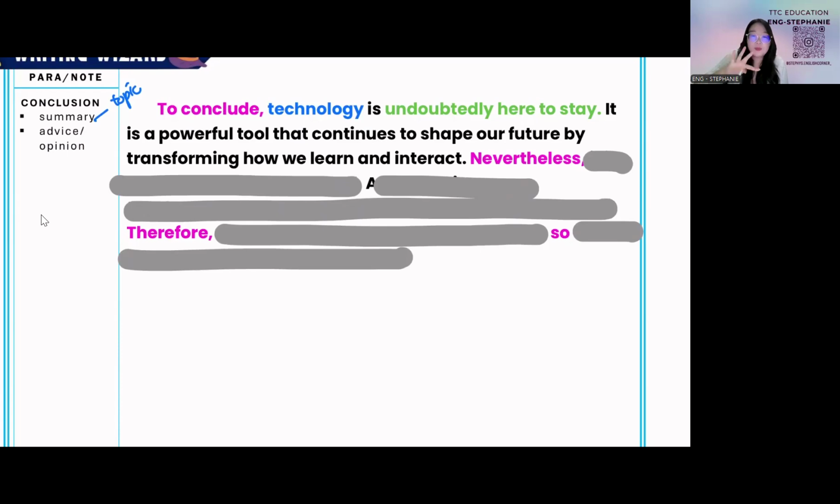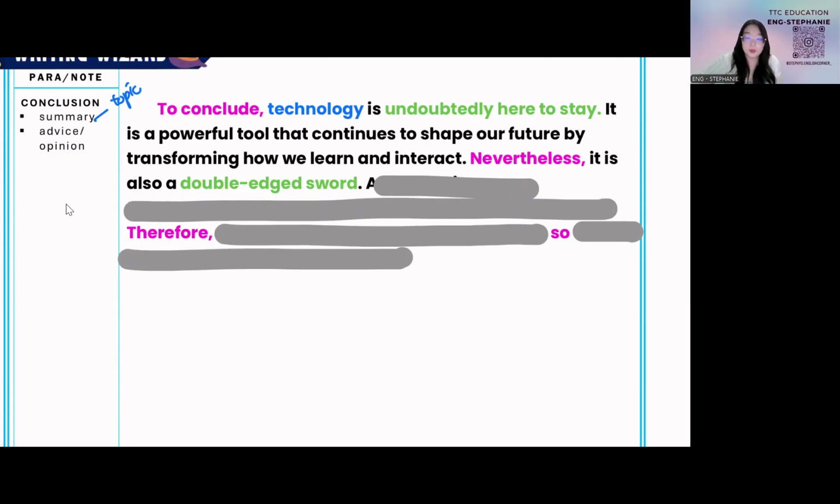Nevertheless, because there's advantages and disadvantages, here you have to flip it again. Nevertheless, it is also a double-edged sword. Double-edged sword is a very useful phrase to use whenever the essay asks you to write about advantages and disadvantages, pros and cons. So the sword can cut you, can also cut people. Good for you, good for people. Harmful, also harmful. So good and bad.